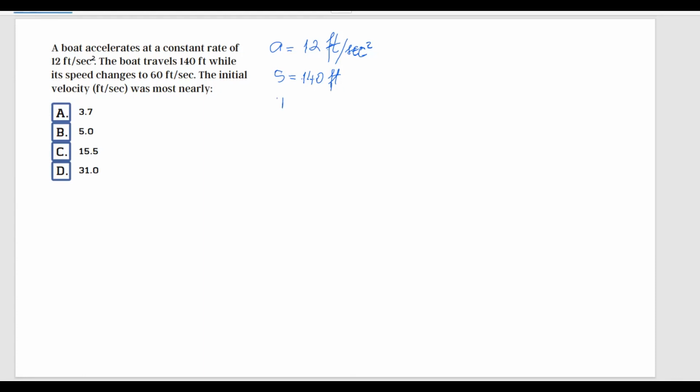So we're going to say V equals 60. Well, this pen gives me a lot of issues today.